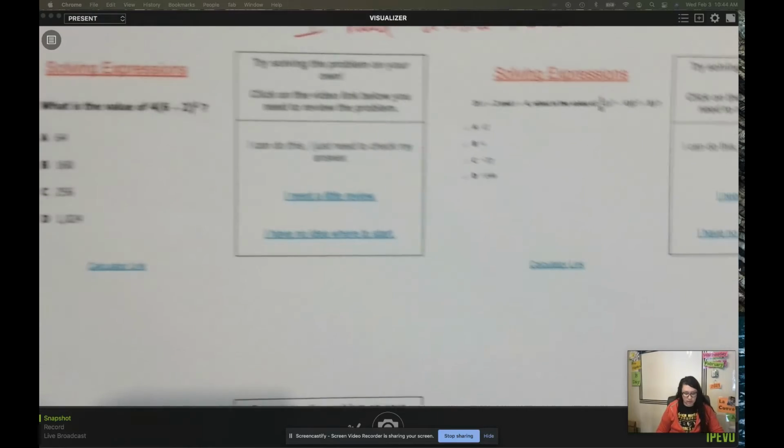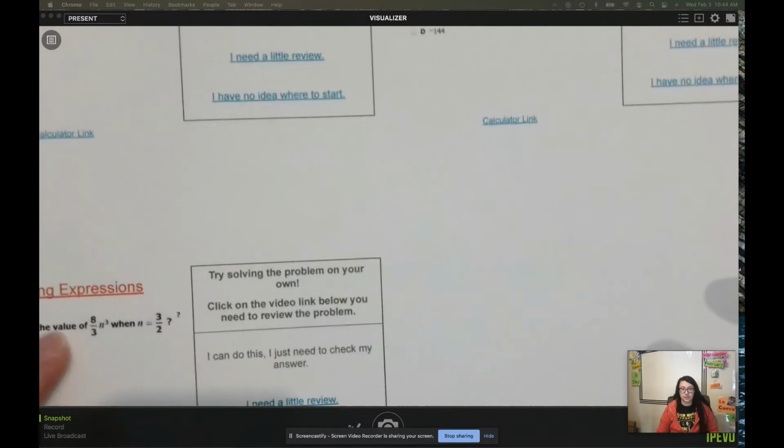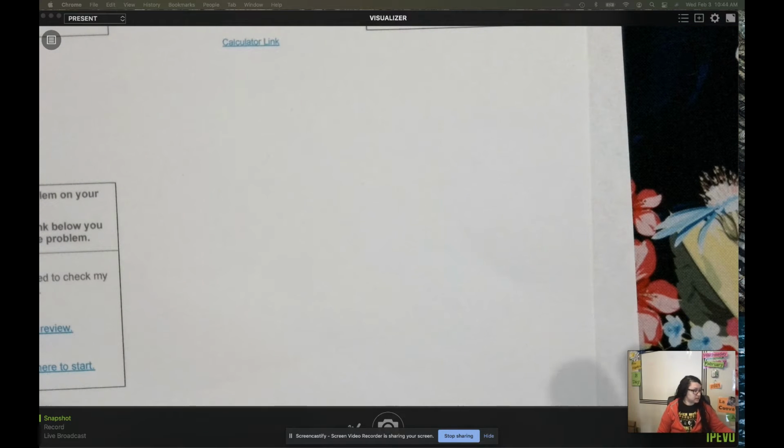All right, we need a little bit of a review first, and that's all right. So before I go over these problems and the answers, let's go over expressions, our order of operations, because that's what we use to solve these problems. We use our order of operations.